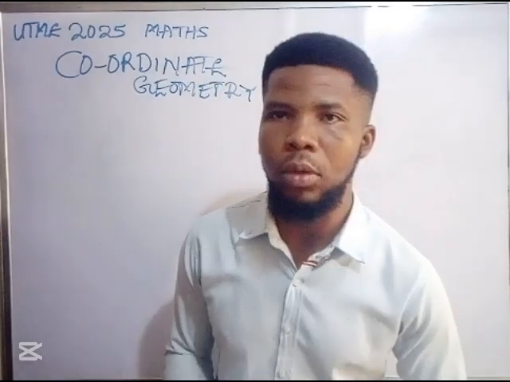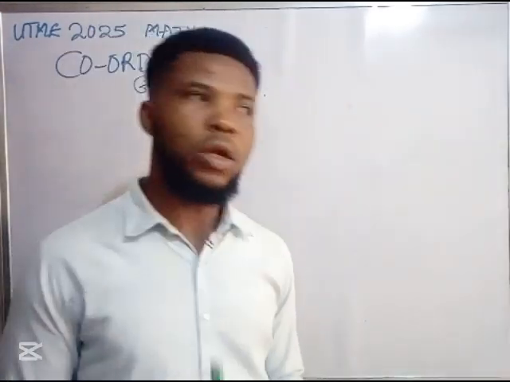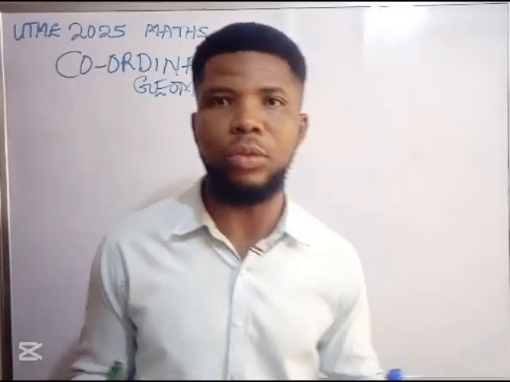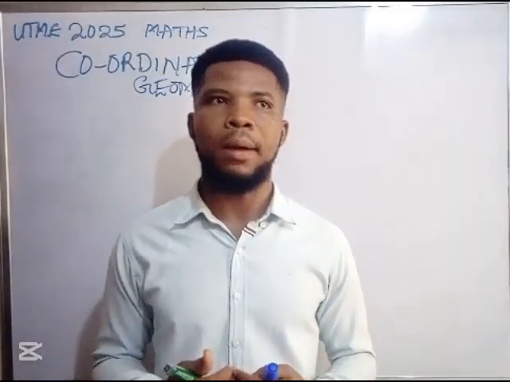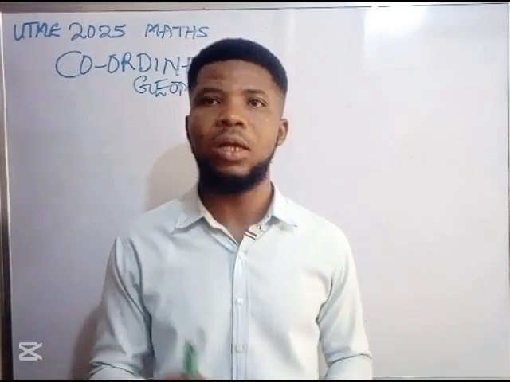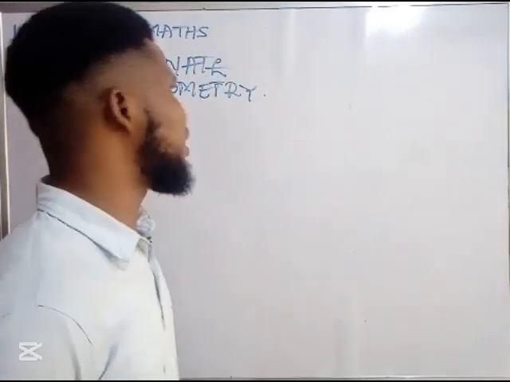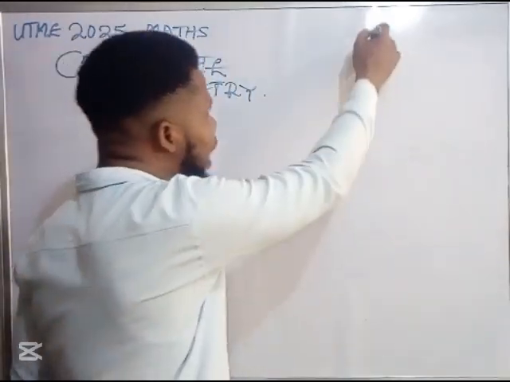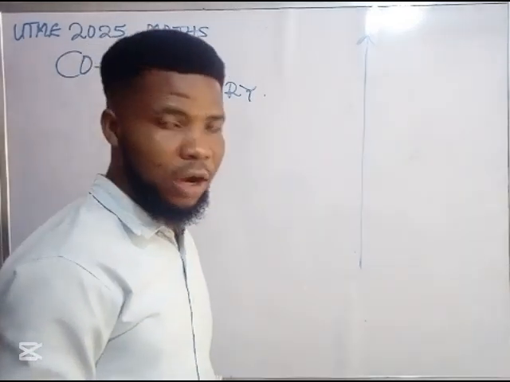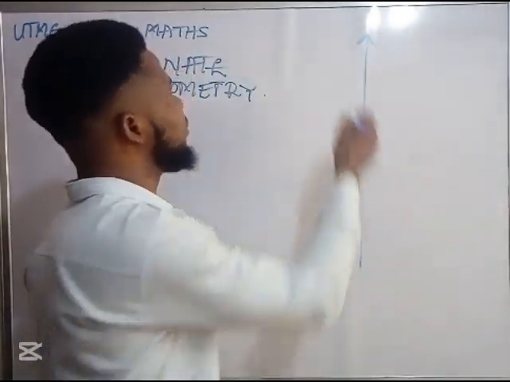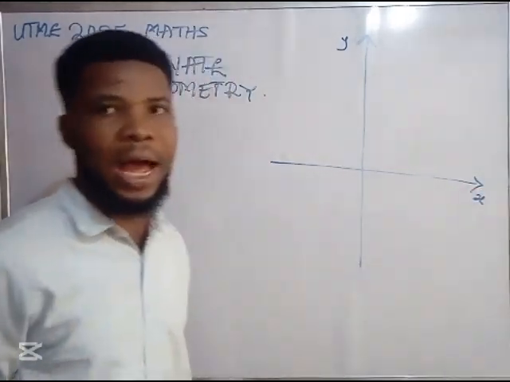Okay, so we want to look at coordinate geometry again. In coordinate geometry, there are a few things you need to understand so that you can say that you understand coordinate geometry. The very first thing is that the Cartesian plane is a plane that consists of x and y axis. So this is your y axis, and this is your x axis.